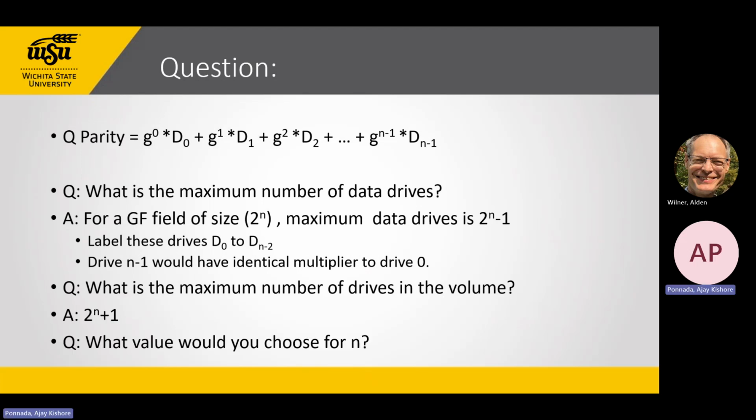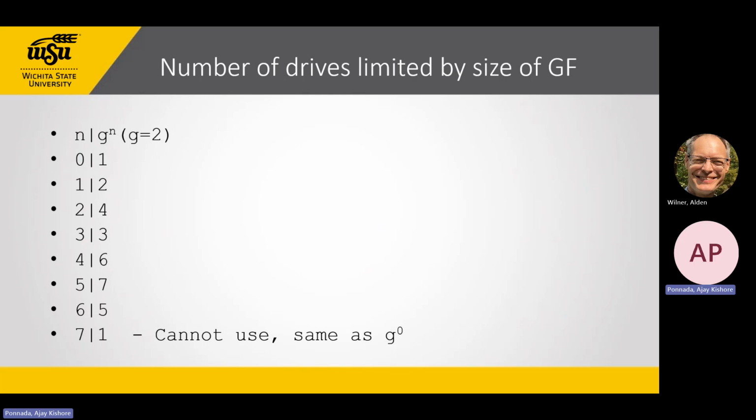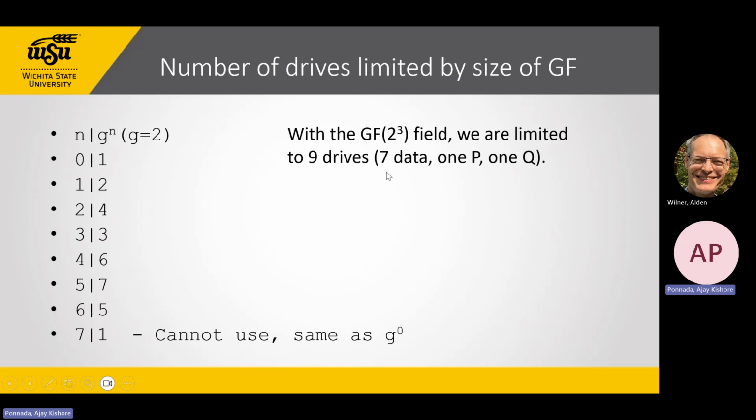And what value would you choose for n? We can choose any value for n. The number of drives is limited by the size of the Galois field. So 0, 1, 1 doubled is 2, 2 doubled is 4, 4 doubled is 8, and by XOR it gets 3, 3 doubled is 6, and so on, like we just counted. So with a GF 2 power 3 field, we are limited to 9 drives: 7 data, 1 P and 1 Q, which totals 9 drives.